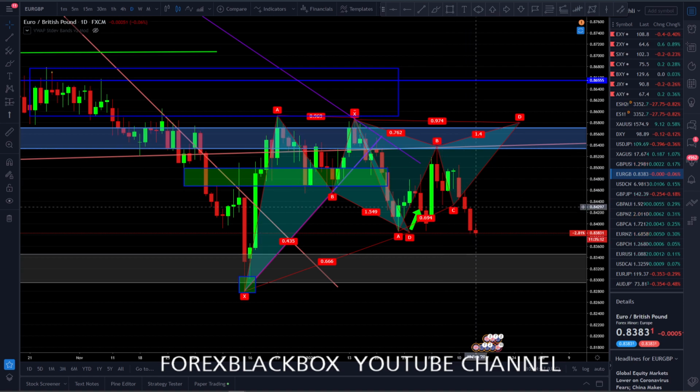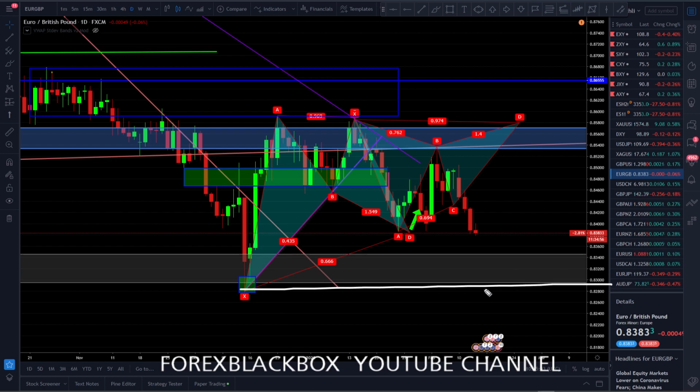So I expect this pair to keep going down on weakness of the Euro, because the Euro is now missing one big income, which is the UK. No more money coming from the UK, and that's indicating the Euro is going to go weaker. So I expect this pair to keep going down. We will start testing these lows very soon.